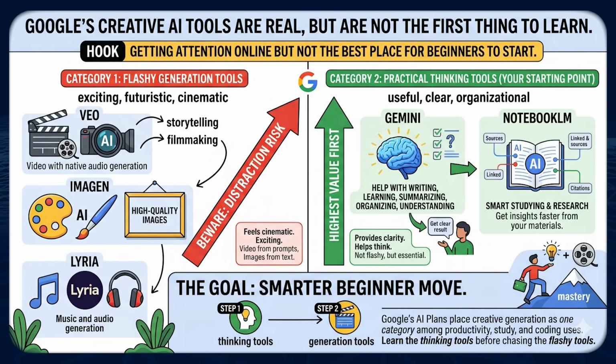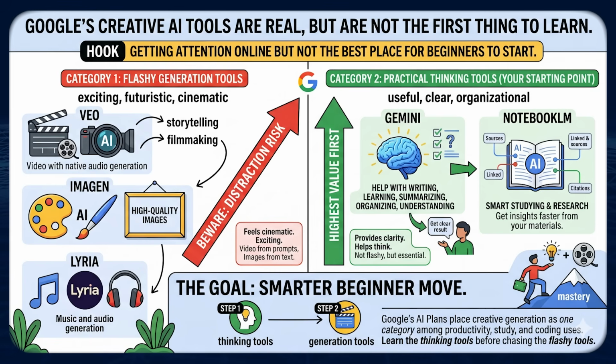This is the part that gets the most attention online, but it is not the best place for a beginner to start. Google's ecosystem now includes creative models for video, images, and audio. DeepMind's official model pages list Veo for video generation with audio, Imagen for high-quality images, and Lyria for music and audio, while its Model Hub also highlights these as separate specialized systems.